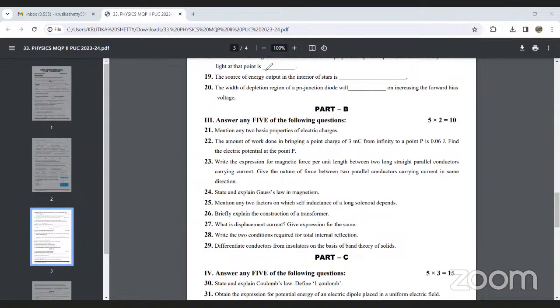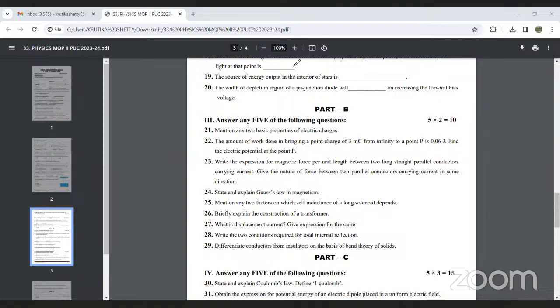Compare with the new blueprint and see on what topic we have said the 2 marks questions will be asked. We have on the same topic. So see, mention any two basic properties of electric charges. So they are asking for two properties of electric charges.